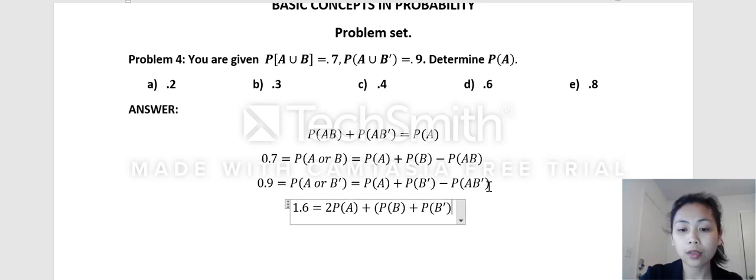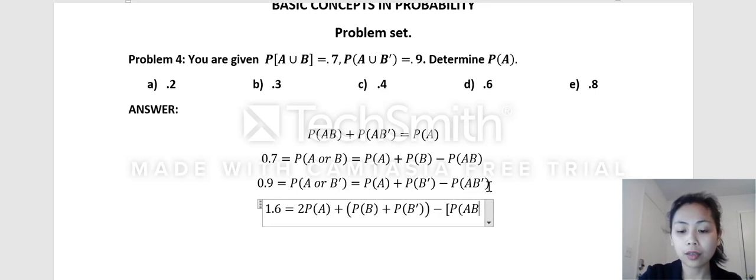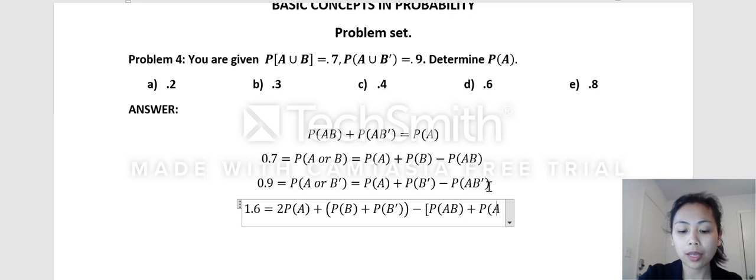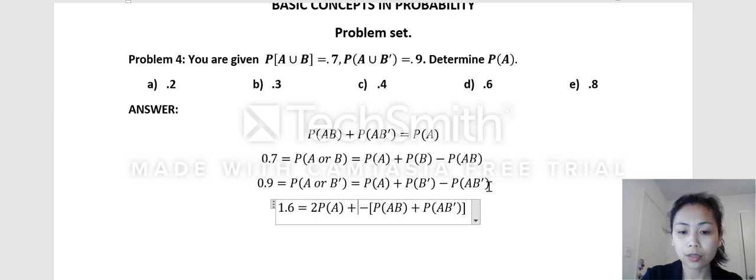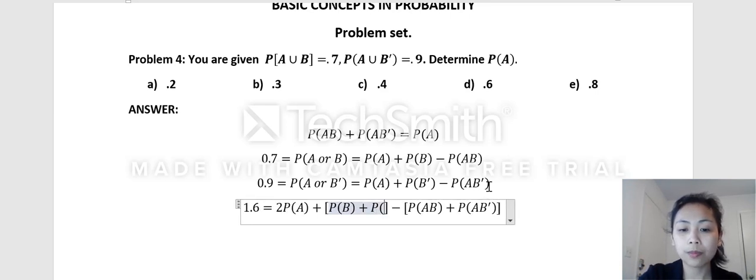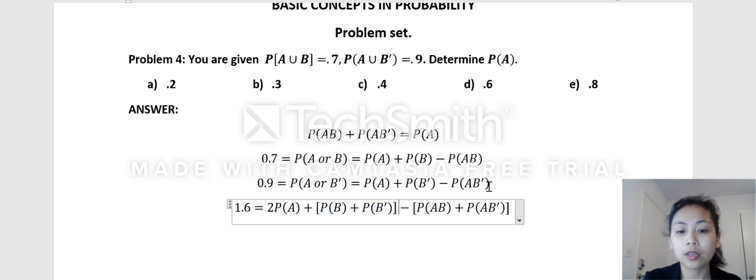minus probability AB plus probability AB prime. You see that here? Let me change the brackets. So we have probability A, no, probability B plus probability B prime. See that? So from here, we have what?